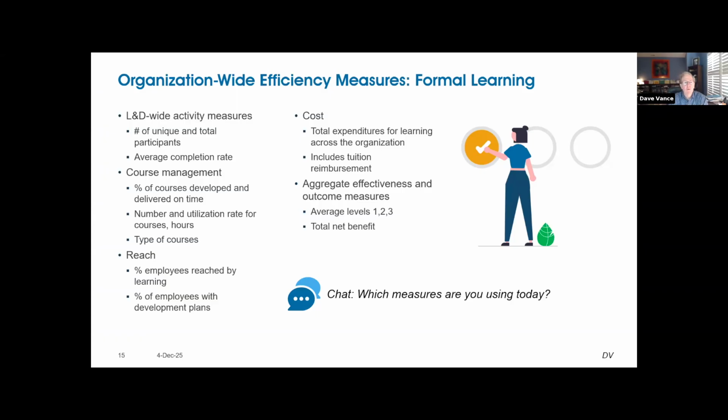So starting with formal learning, we've got L&D-wide activity measures. I certainly always wanted to know what was the total number of unique participants and total participants. Maybe I'd be interested in an average completion rate. From a course management point of view, if you're running learning like a business, don't you want to deliver on time? So wouldn't you be curious about the percent of courses developed and delivered on time? Wouldn't you be curious from a learning ops point of view about your utilization rate for courses, hours, instructors, classrooms?